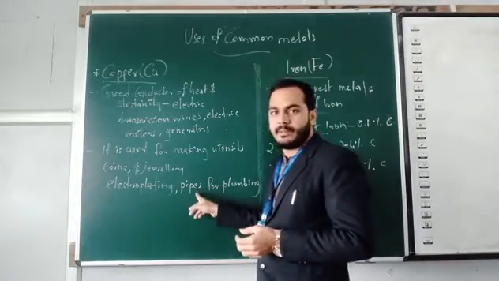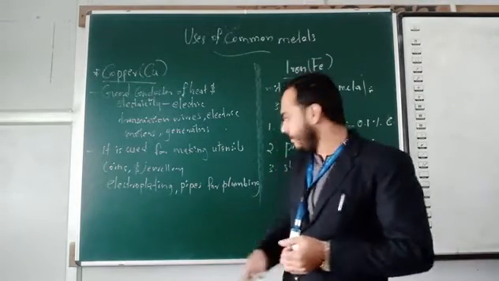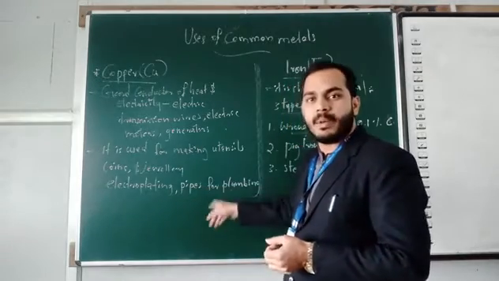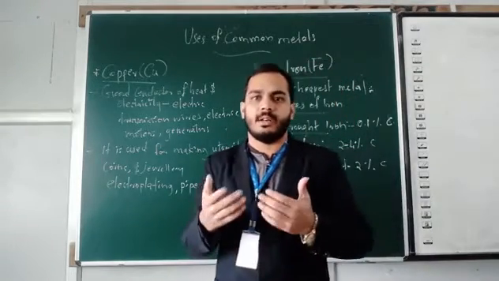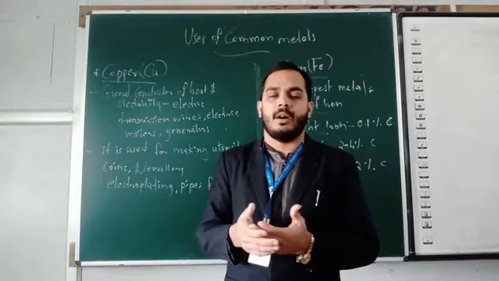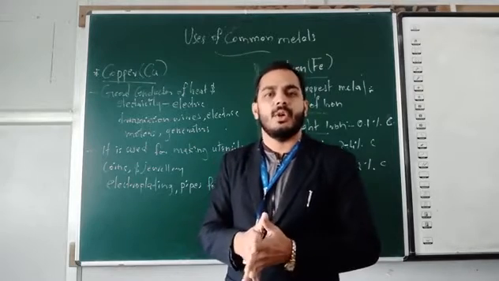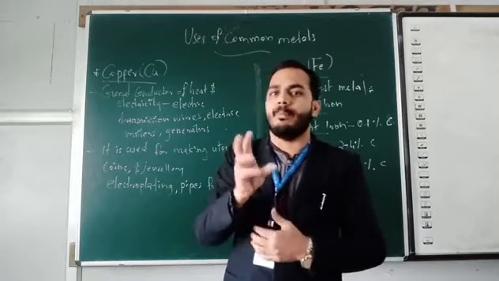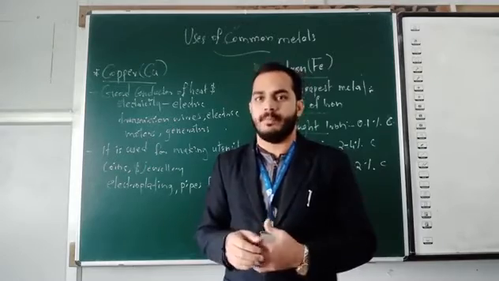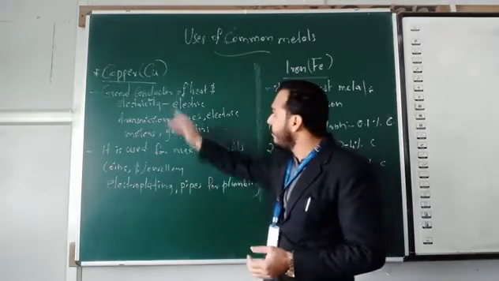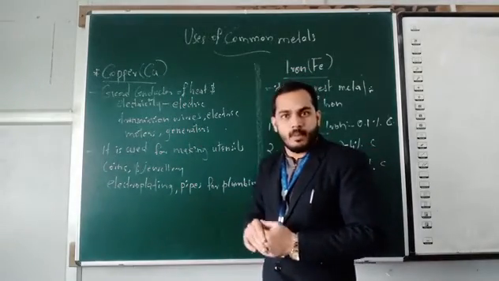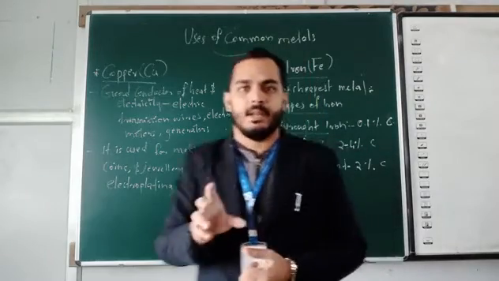Copper is also used for making pipes. The pipes are for plumbing. Plumbing work is done in our homes in different areas and places, and in some of these places we use copper pipes. These are the main uses of copper. Copper is one of the best metals.